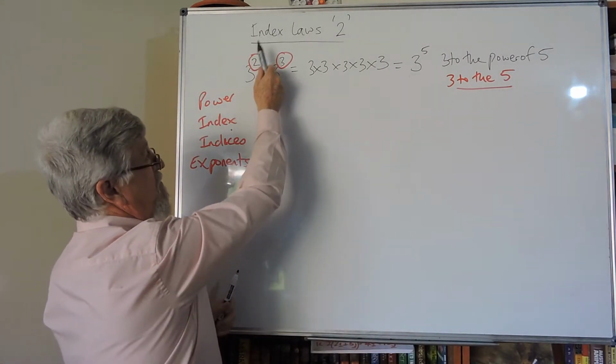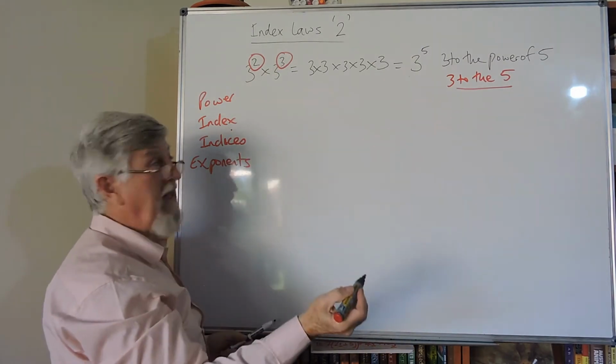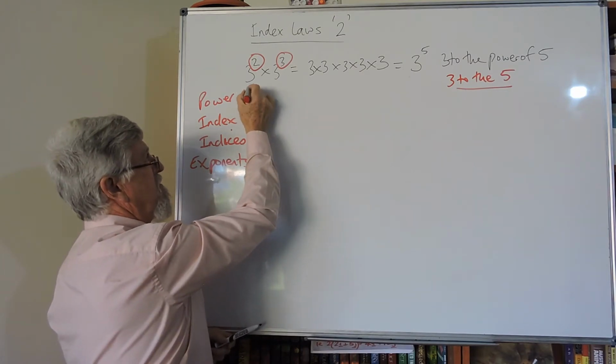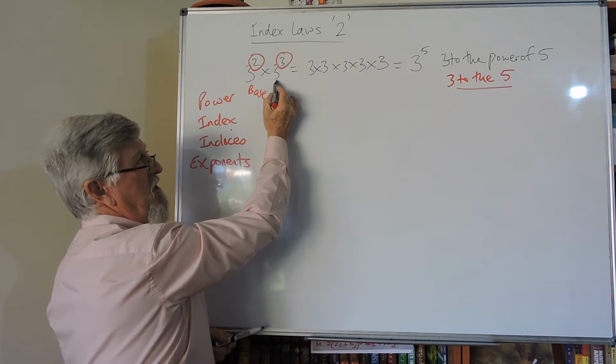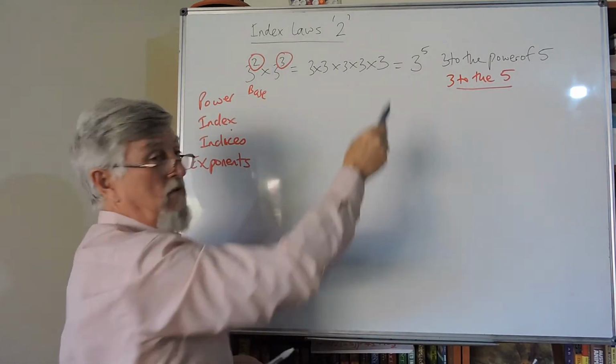So that little 2 and that little 3, the shortcut, which is called an index law, is when you're multiplying, the bases stay the same. So this is a base of 3. That's a base of 3. These still stay 3s, and we add the 2 and the 3.